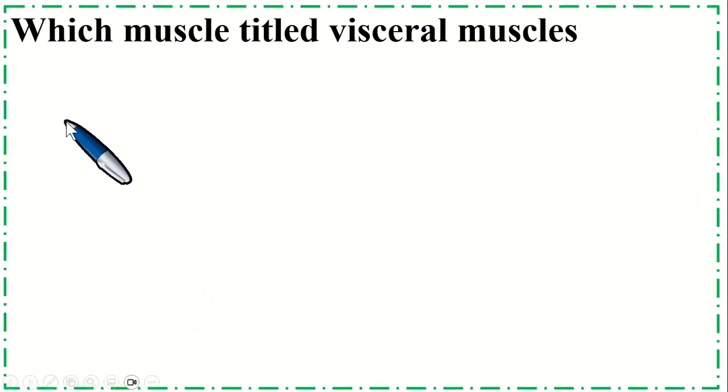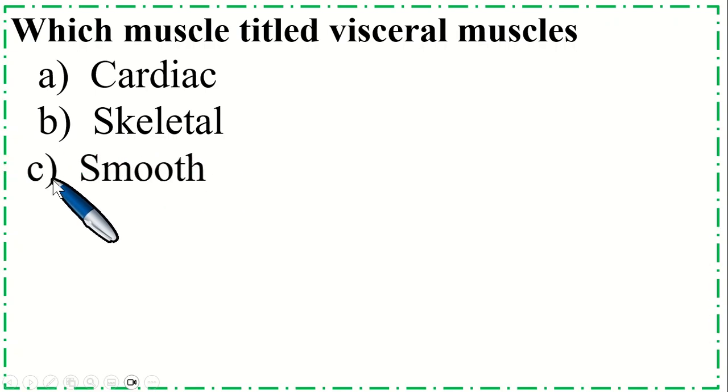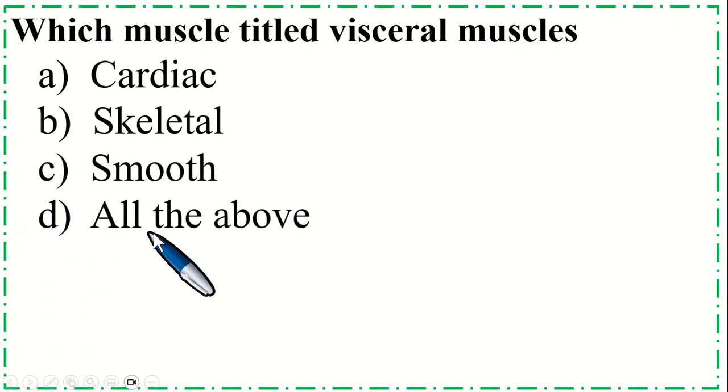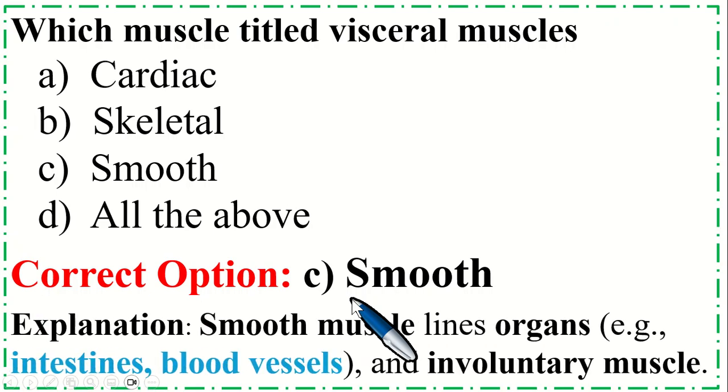So this is a very important MCQ. Which muscle is called visceral muscle? Option A cardiac, B skeletal, C smooth, and option D all of the above. So the correct option is C smooth. Explanation: smooth muscle lines organs, for example intestines and blood vessels, and is involuntary muscle.